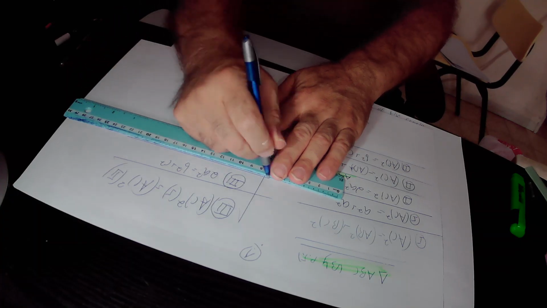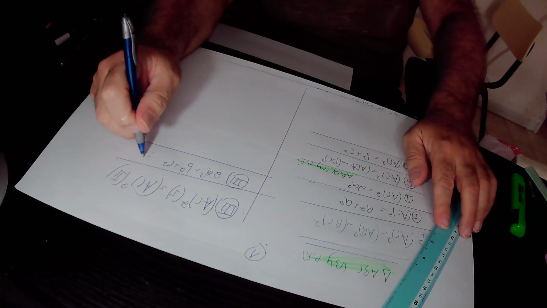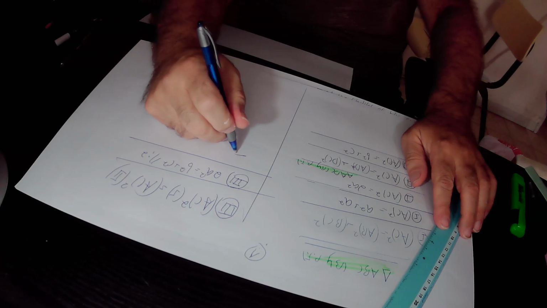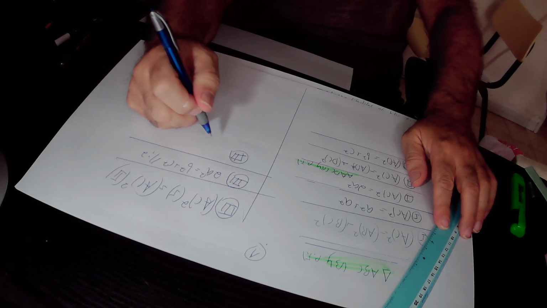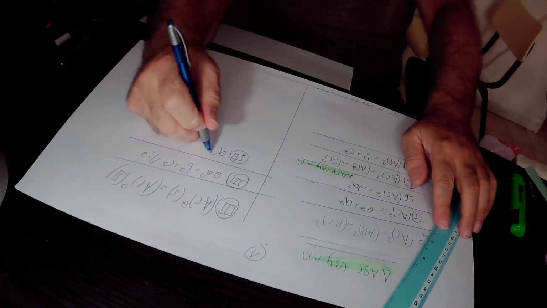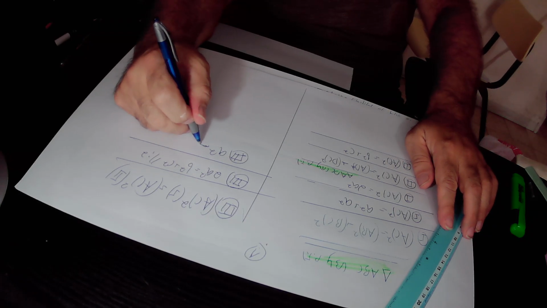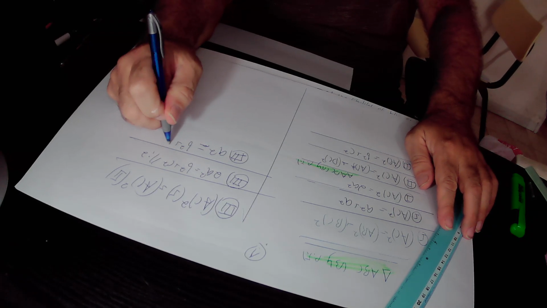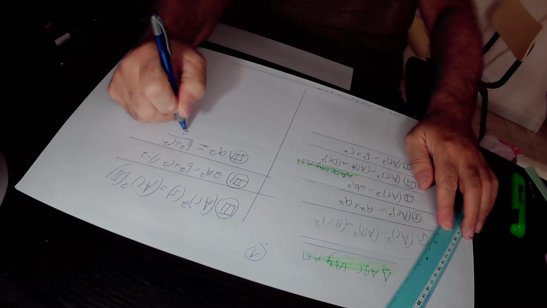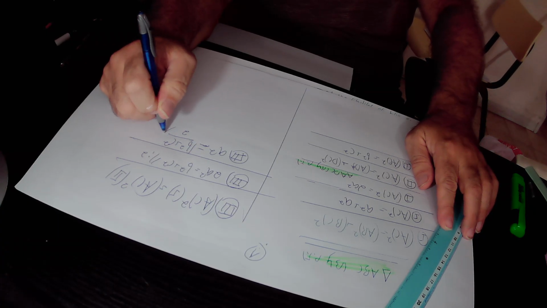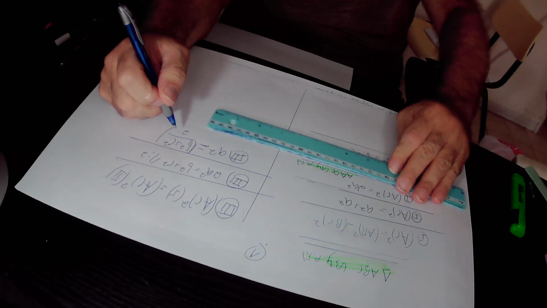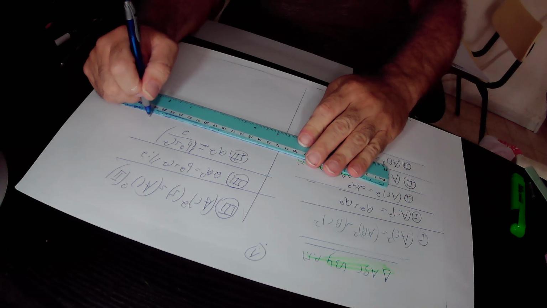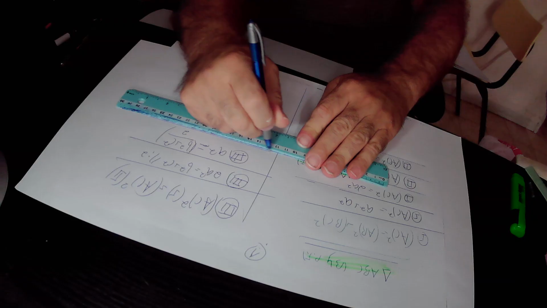Here we divide equation 3 by 2. You get finally that according to equation 3, A squared equals B squared plus C squared over 2. But again, according to equation 3, B squared plus C squared over 2 equals A squared.